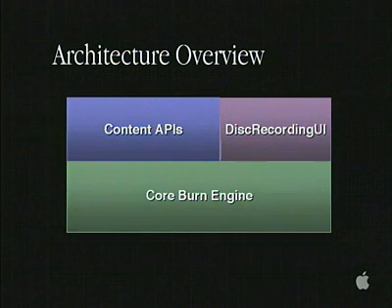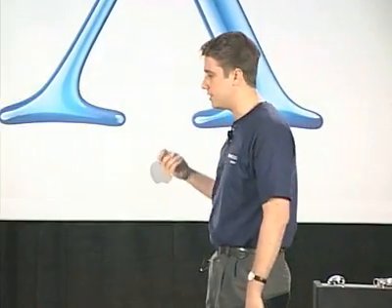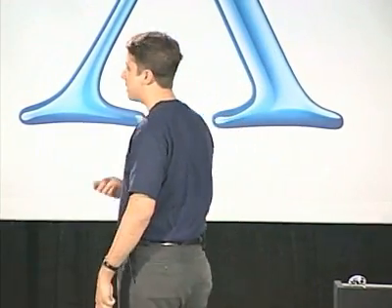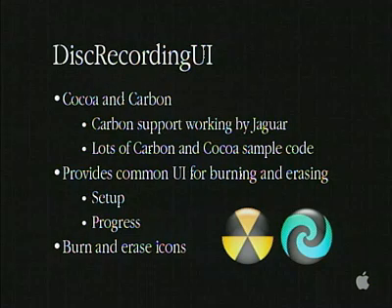So now, the last part to talk about is DiscRecording UI. And these are the common UI elements. So DiscRecording UI is available in both Cocoa and Carbon. The Carbon support isn't there right now. We weren't sure if we were going to have it ready, and it turns out we didn't. But it is going to definitely be there by the time Jaguar ships. And we've got lots of sample code showing how to use it for both Carbon and Cocoa.